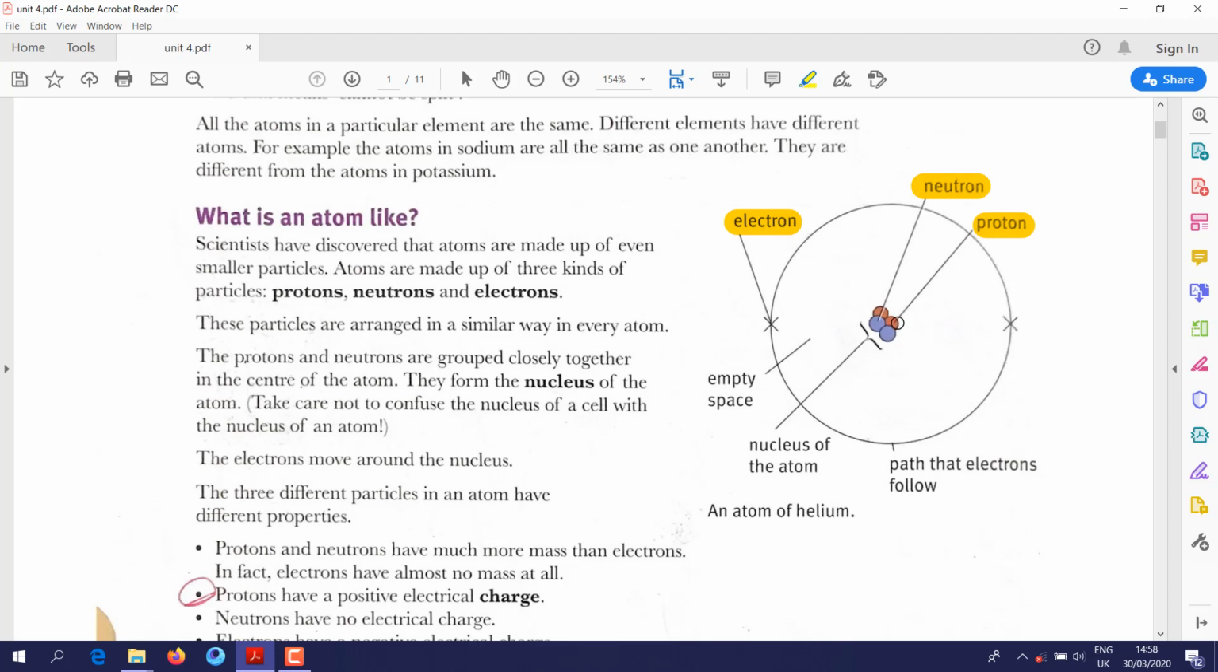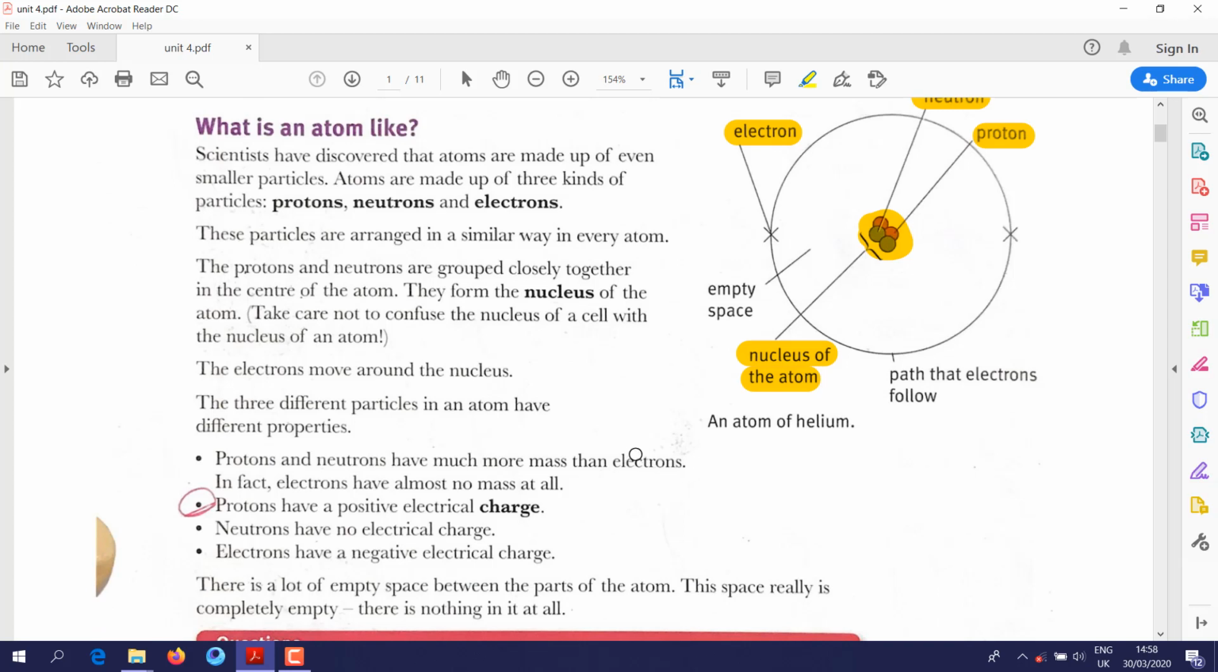As you can see, the proton and neutron are attached to each other, close to each other. They are found in the center of the atom. This center of the atom, we call it the nucleus. So, the nucleus of the atom.